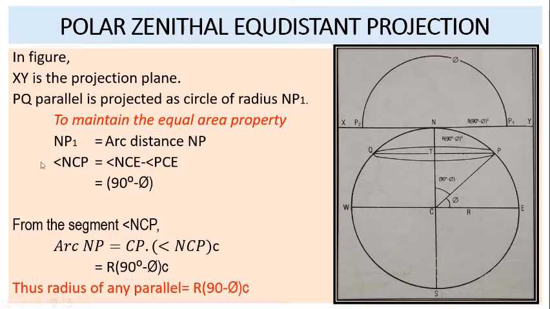So arc NP, angle NCP, and NP1 is the arc distance of NP. That means NP1 and NP are the same, but it is arc distance. So it is one spherical triangle, where one side is spherical in nature, and that is curvature. Angle NCP is equal to 90 minus phi, because this one is phi. From the segment angle NCP, arc NP is equal to CP into angle NCP in radian.